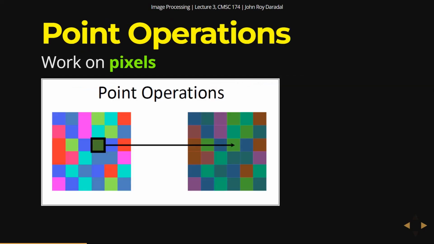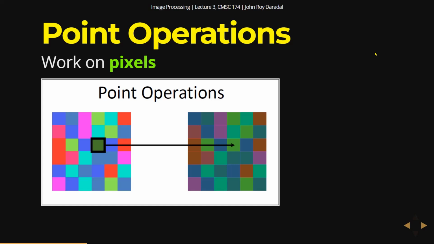For image processing, we usually have two types of operations: point operations and neighborhood operations. Point operations are just operations that work on pixels individually.